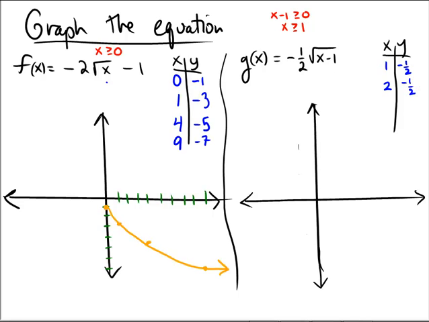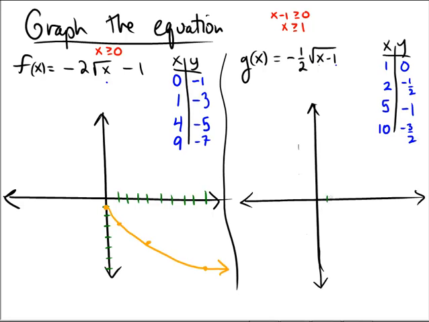Whoops. This was actually 0. My mistake. Anything times 0 is 0. Not 3, not 4, but yes, 5, because 5 minus 1 is 4. Square root of 4 is 2, and 2 times negative 1/2 is negative 1. And finally, not 6, 7, 8, 9, but let's try 10, because 10 minus 1 is 9. Square root of 9 is 3, and we get negative 3/2.